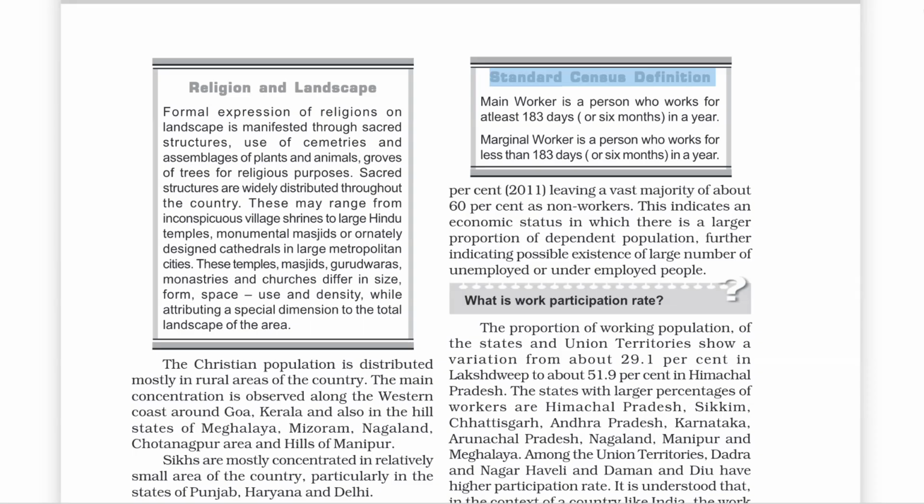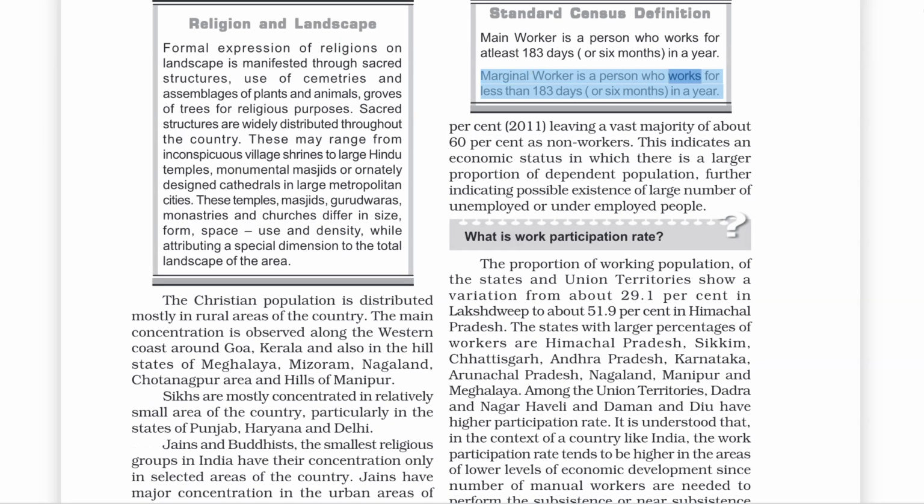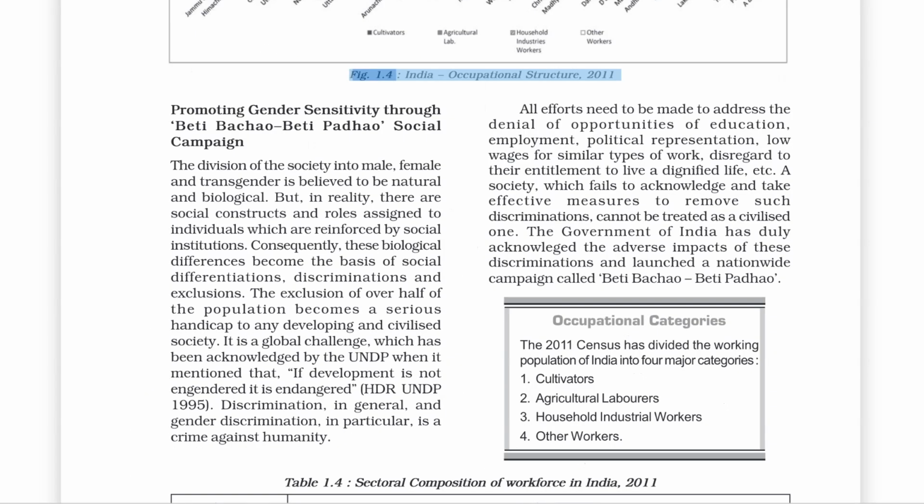Standard census definition. Main worker is a person who works for at least 183 days or 6 months in a year. Marginal worker is a person who works for less than 183 days or 6 months in a year. India, people and economy. Figure 1.4, India occupational structure, 2011.